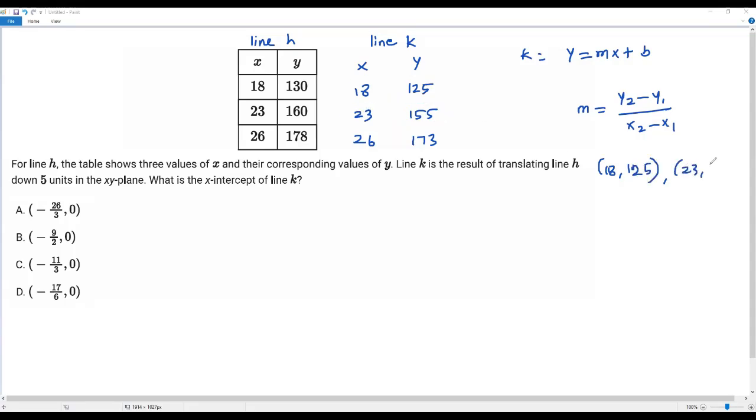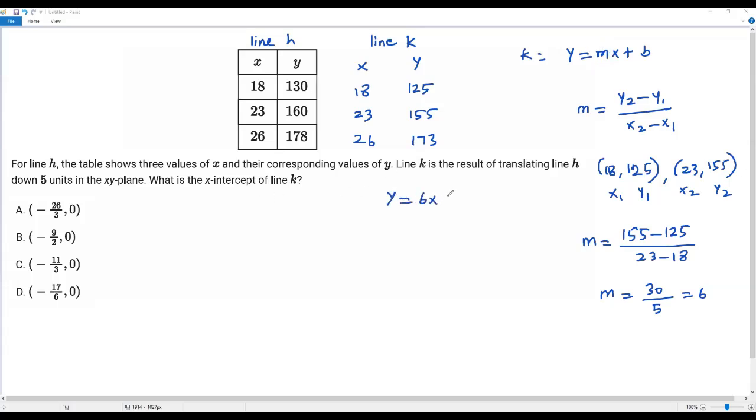Let me write over here. Let me take the first point as x1, y1, and the second point as x2, y2. Now I plug in the values: m is equal to 155 minus 125 over 23 minus 18. When I simplify, I'm getting 30 over 5, which simplifies to 6. Now I got the slope m for line K, that is 6. Now let me write the equation: y is equal to 6x plus b.